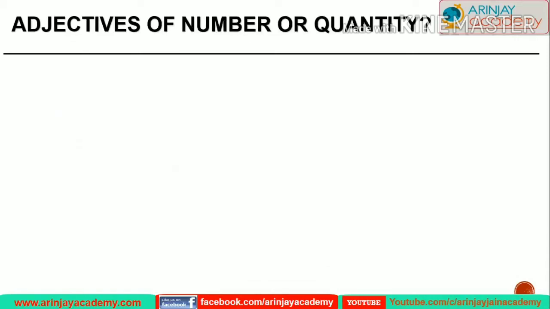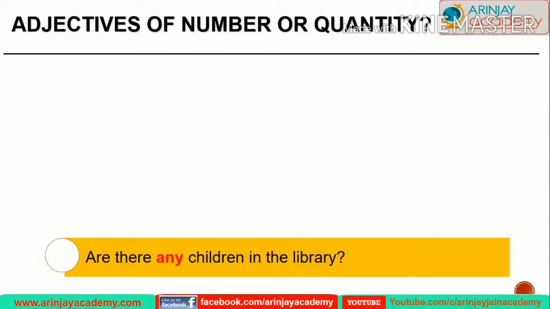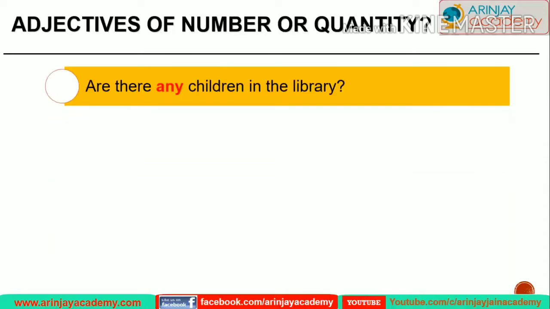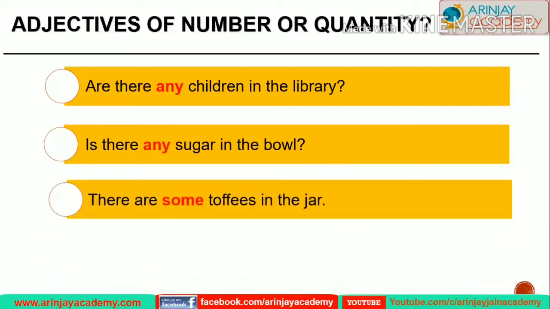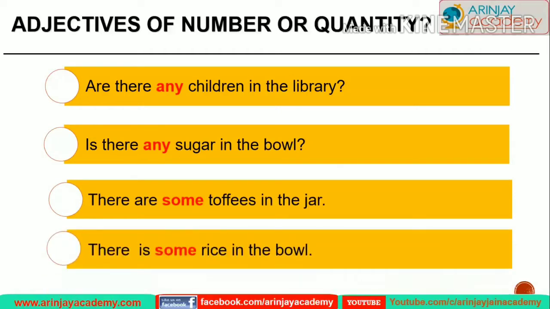Have a look at these sentences now. Are there any children in the library? Is there any sugar in the bowl? There are some toffees in the jar. There is some rice in the bowl. Did you notice? Any is being used with sugar as well as children. Some is being used with toffees as well as rice.